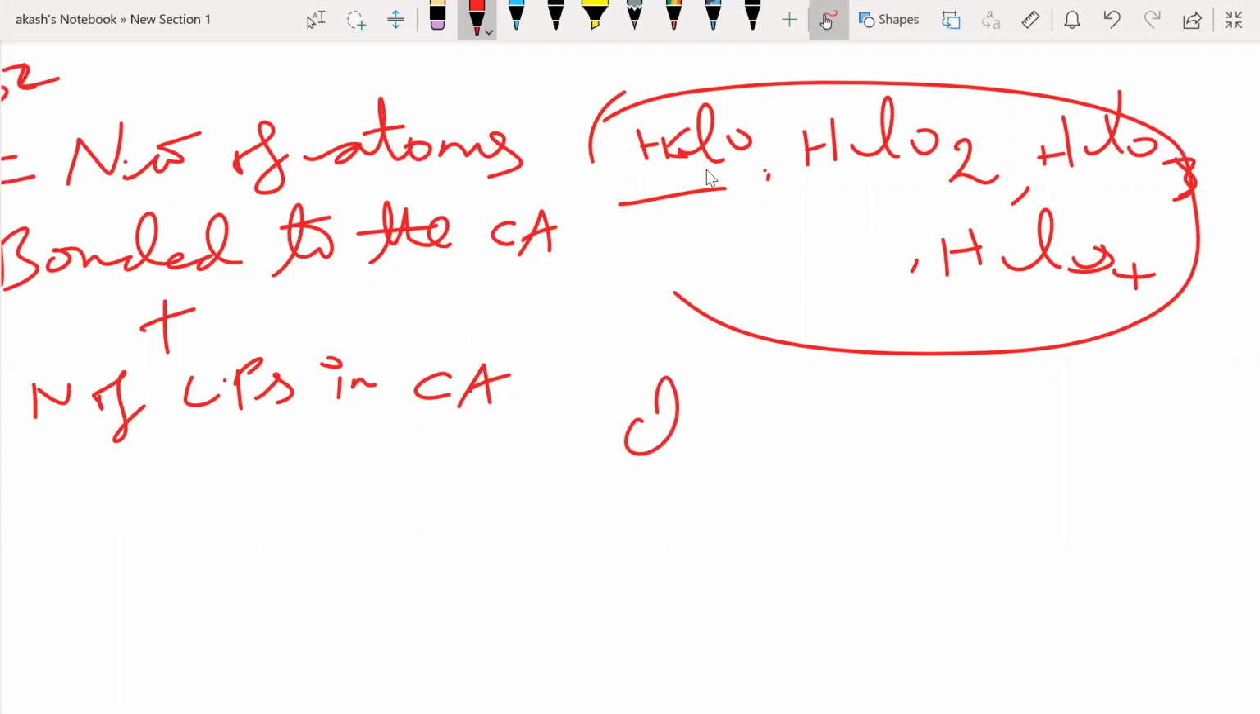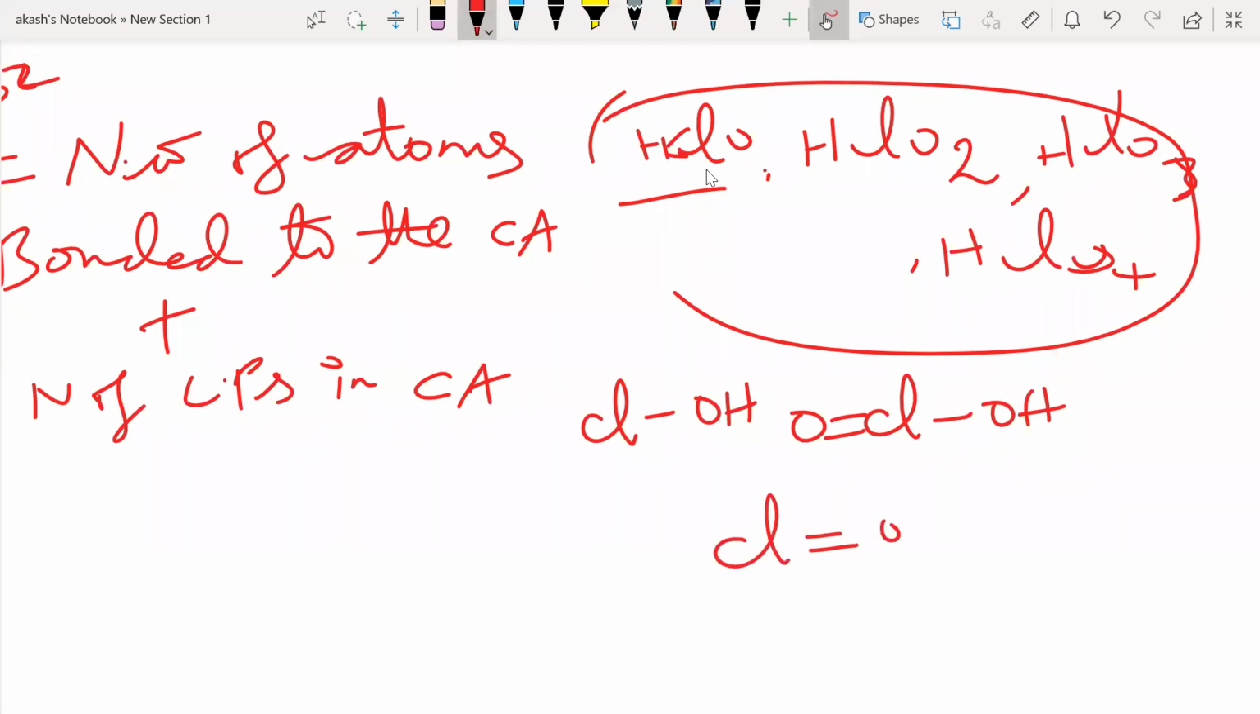So HClO will have a structure like this: Cl and OH. This is HClO. If you go to HClO2, you will have one double bond O with chlorine and the OH, and HClO3 will have two double bond O's with an OH. And HClO4 will have three double bond O's and an OH. So these are the four structures of all these four acids: HClO, HClO2, HClO3, and HClO4.